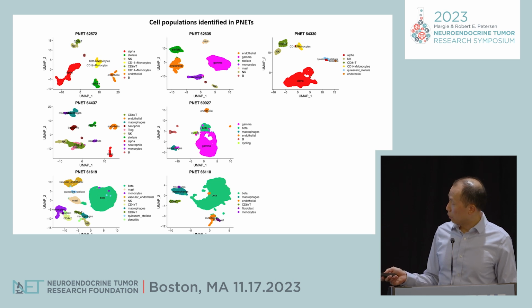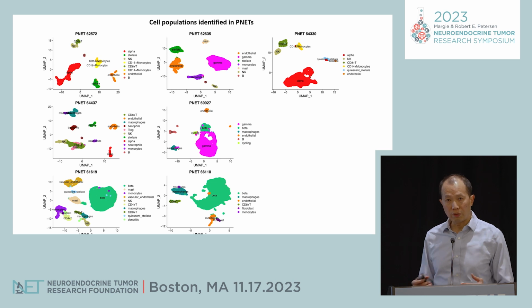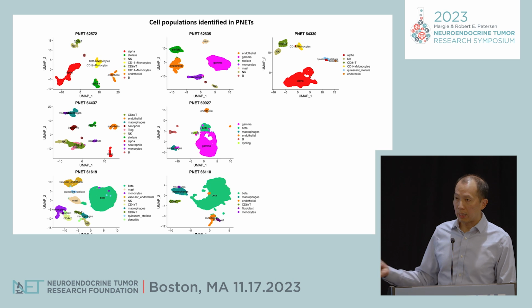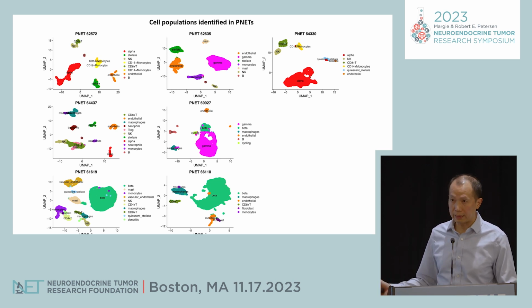If you notice the top row of 3 and the next row of 2, these are the non-functional well-differentiated PNETs. We identified that 3 of these PNETs have tumor cells that look like alpha cells. Of the 2 other tumors, one has cells that look like gamma cells, and there's another tumor that has mixed cell populations with some beta cells and some gamma cells. In contrast, the insulinomas have primarily beta cells.